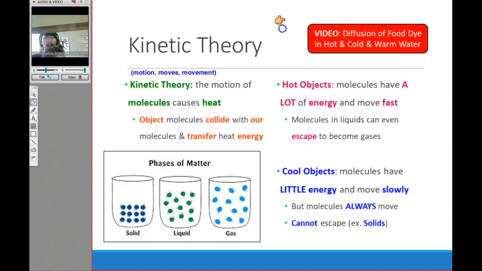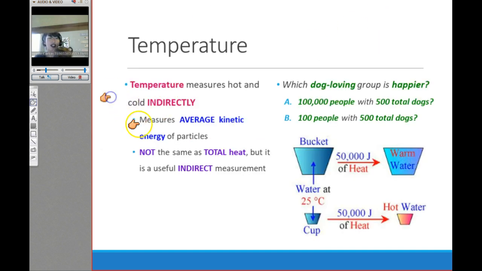Perfect. All right, so that should help you better understand the motion, or the kinetic movement, of molecules. Smiley faces if you feel like that was a good example, if you can visualize it a little bit better. Cool. All right, so now here's the thing.